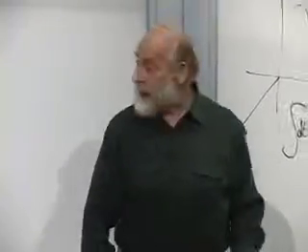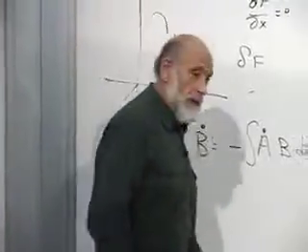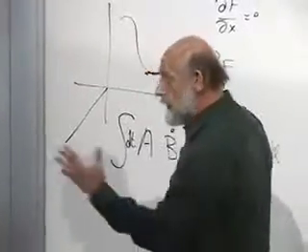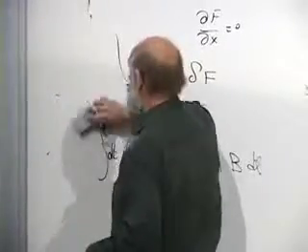Now we want to generalize that to field theory. Field theory is a special case of this, where the various coordinates correspond to the values of fields at different positions of space.